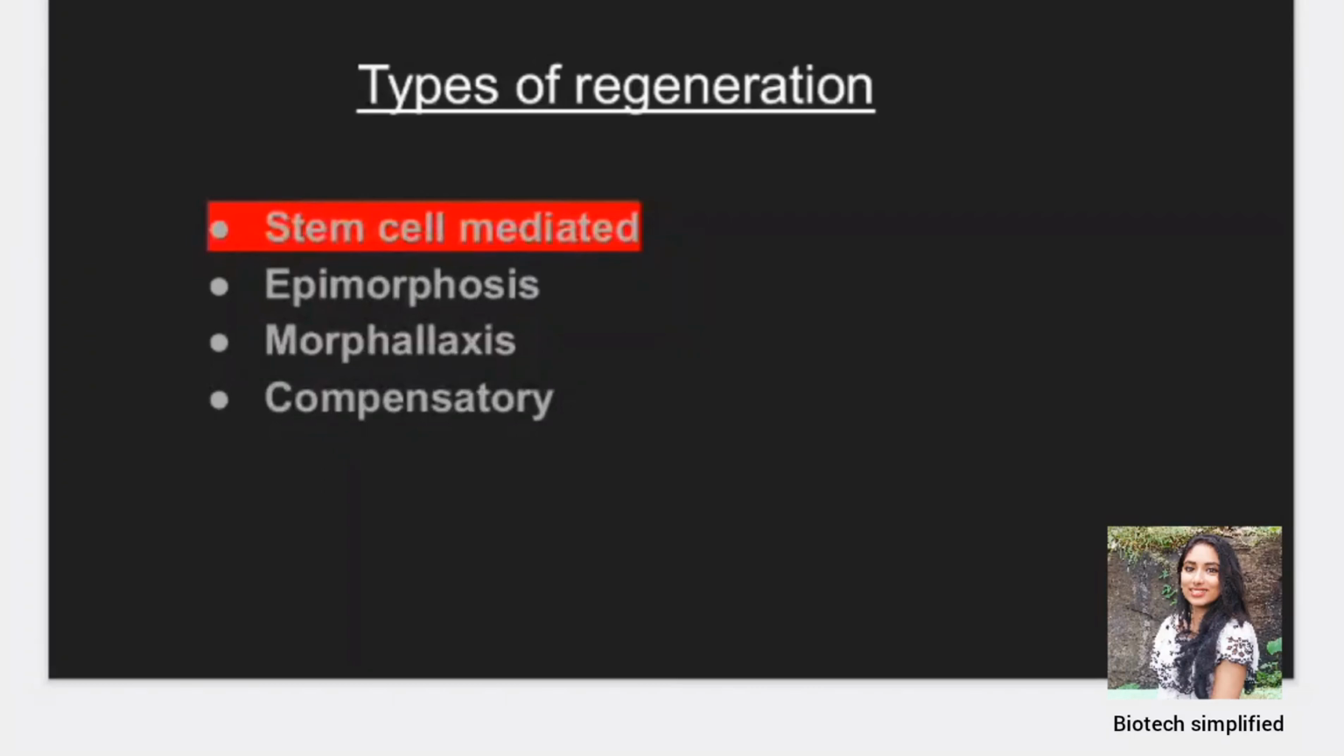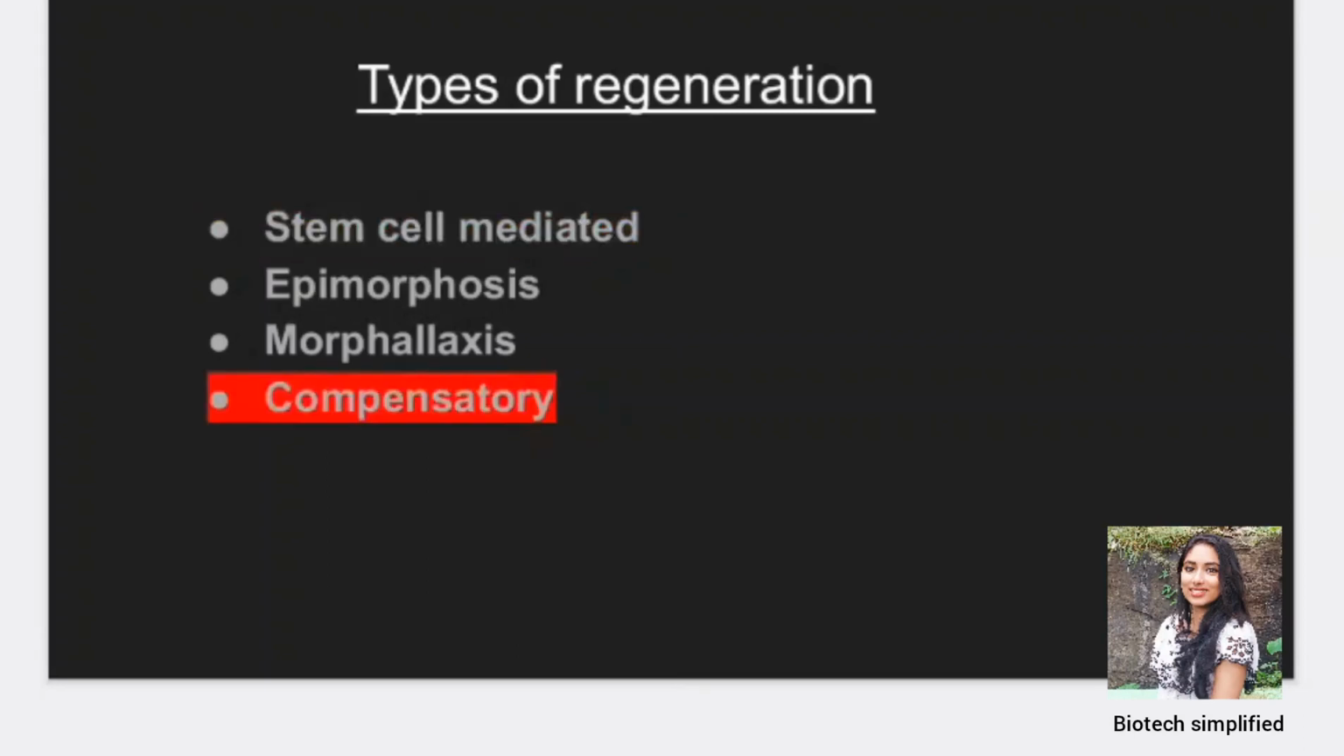So now let's move to the first type of regeneration, which is stem cell mediated regeneration. The most common example of stem cell mediated regeneration is seen in hair. We all know that once hair is cut, the hair regrows from the hair follicle. So this is a type of regeneration, and it is known as stem cell mediated regeneration.